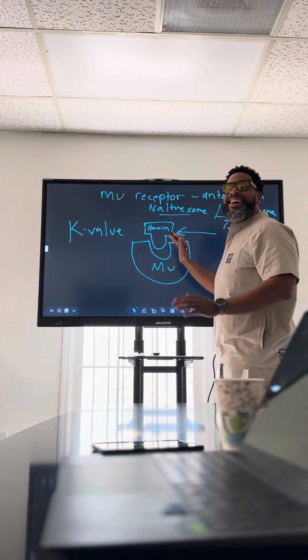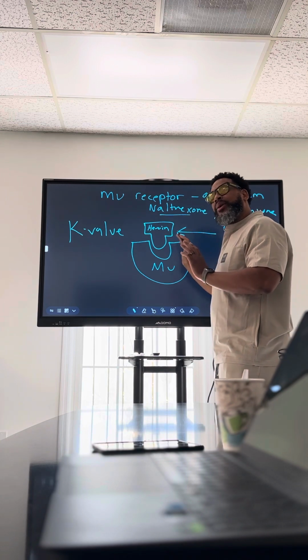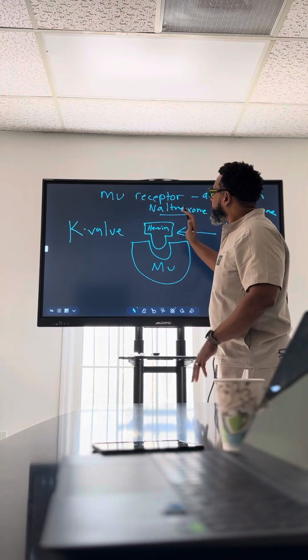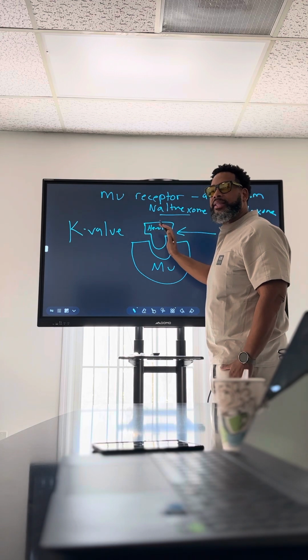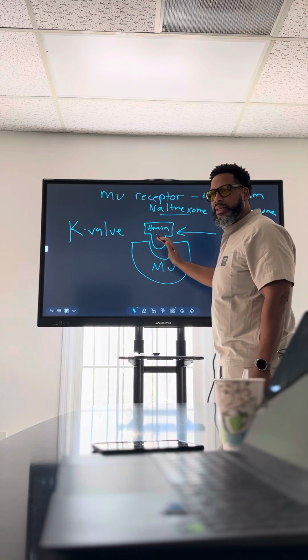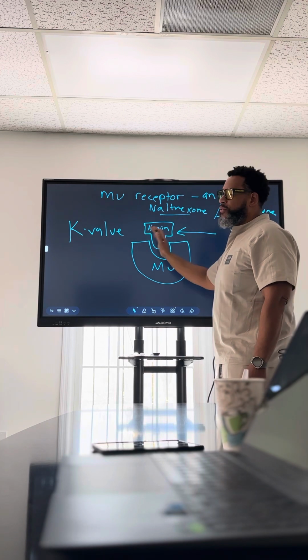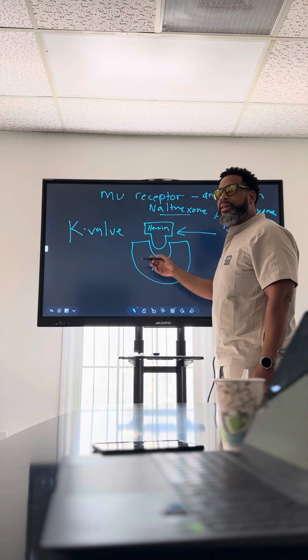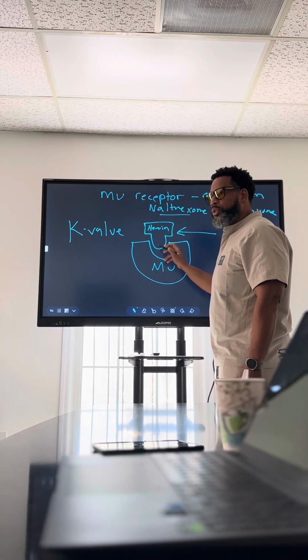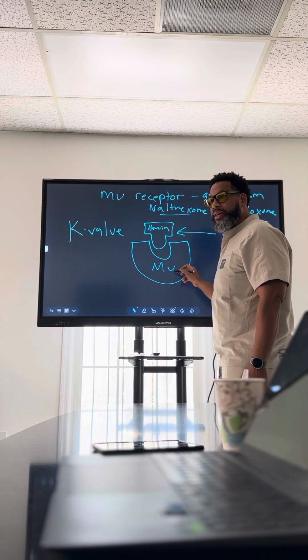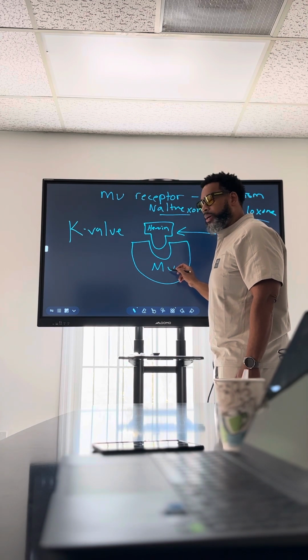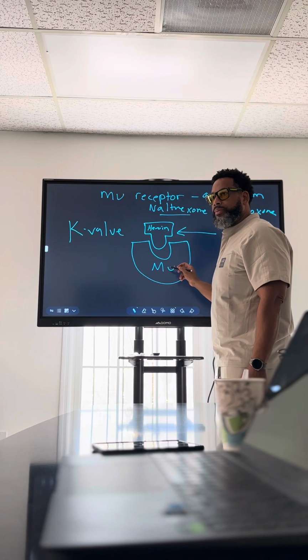So if naloxone is in the presence of a mu receptor agonist like heroin or whatever it is, since it has a higher affinity for the receptor, it's going to knock it off of the receptor, reversing the activity of this. So we want to turn these mu receptors off in that situation because, well, you're overdosing.